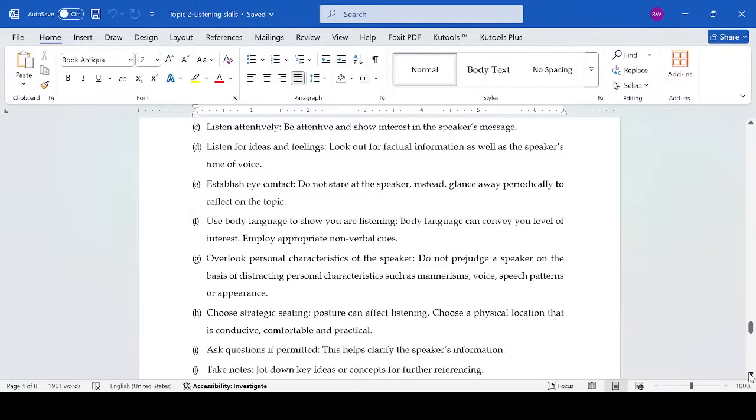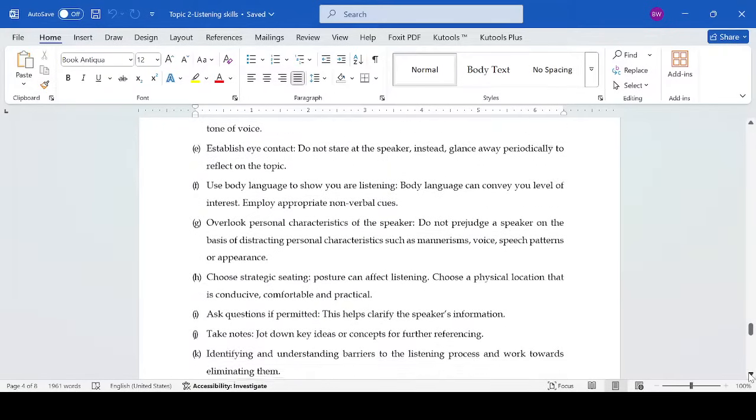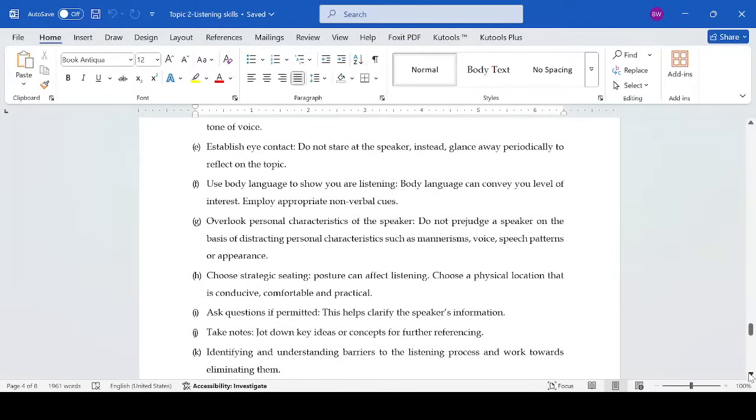Sit in such a way that you do not look like you are relaxing to sleep, but that you are focused on the speaker. Ensure that the way you present yourself before the person who is speaking to you enables you to receive information that you can then use later on.